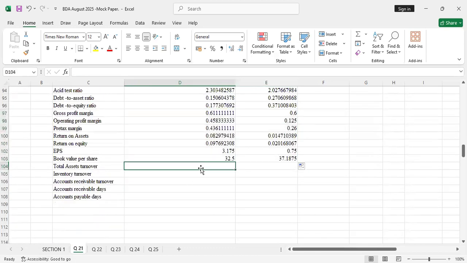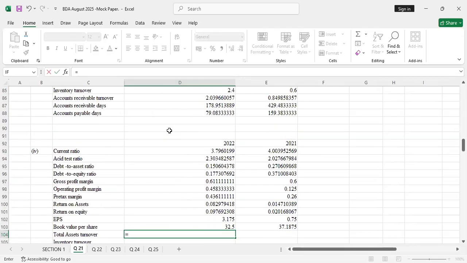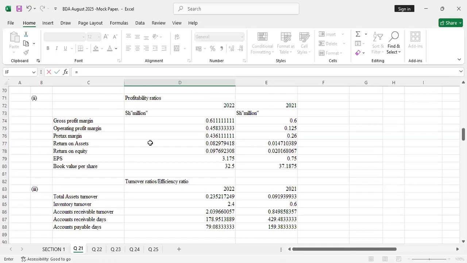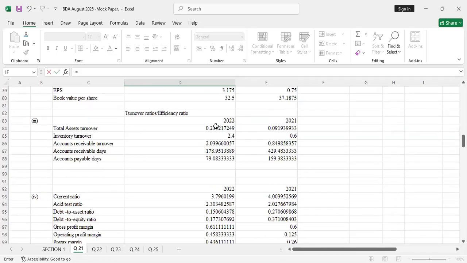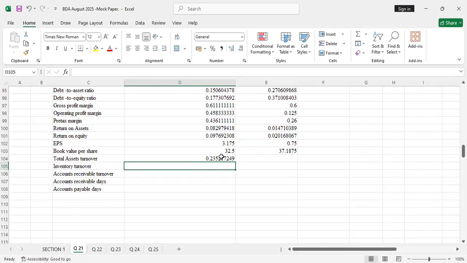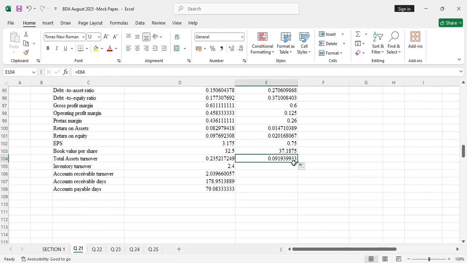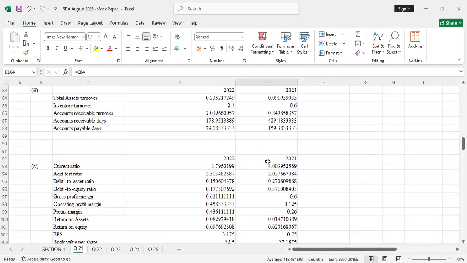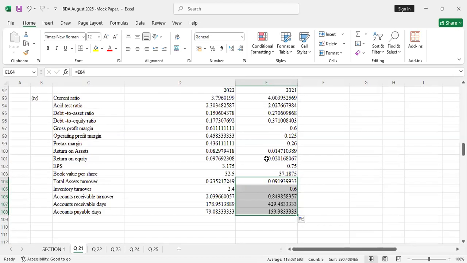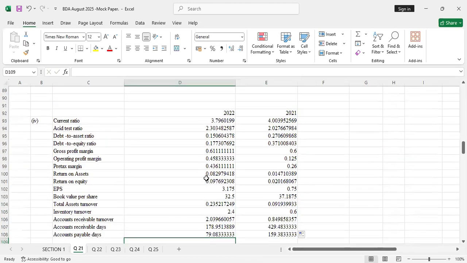Correct. Then we go now to efficiency ratios, also known as the turnover. We'll do the same. This is just copy pasting. Total assets turnover was this. Once you enter that, just drag. It makes your work easier. Then you also drag this other side. Once you get that value, you just drag to finish that. And we confirm whether the values are correct. Yeah, you can see the values are correct.